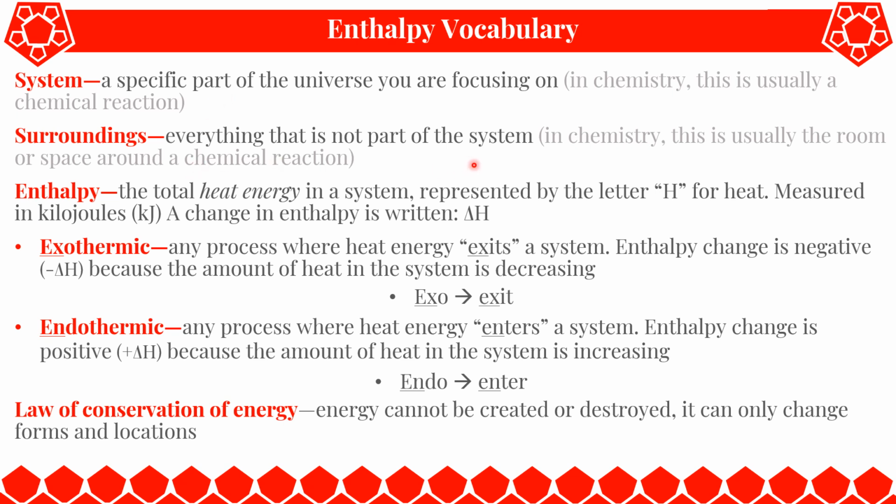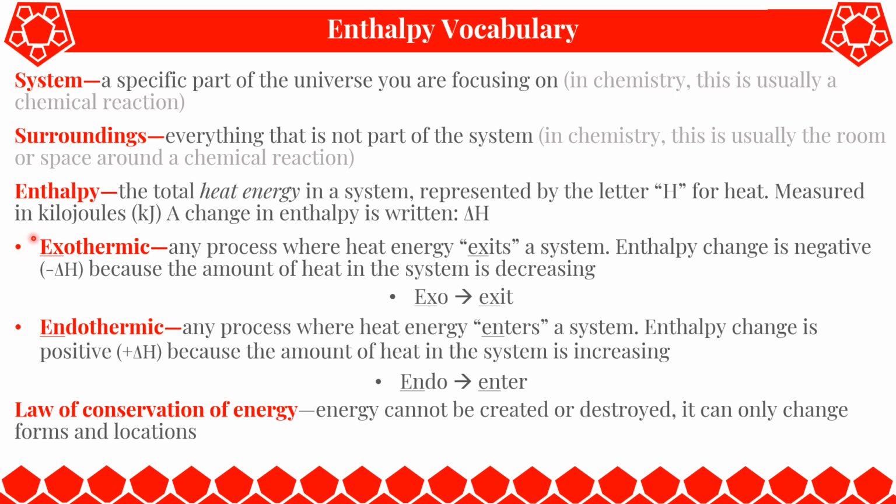everything around that system. We need these two terms in order to talk about something called enthalpy, which is the total heat energy in a system. All right, so whatever system we specify, we can tell what the heat energy is, but only if we say what the system is. We represent it with the letter H for heat, and it's measured in kilojoules. Any change in enthalpy is written as delta H, this delta meaning change in.